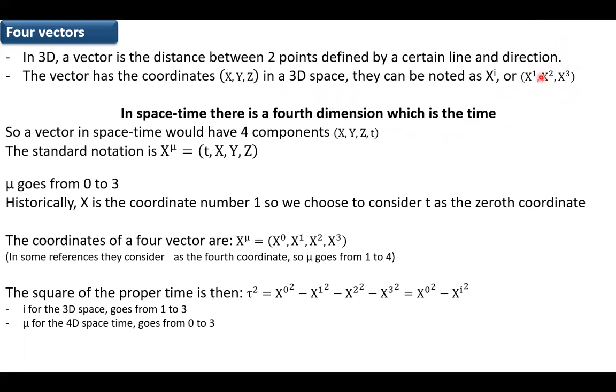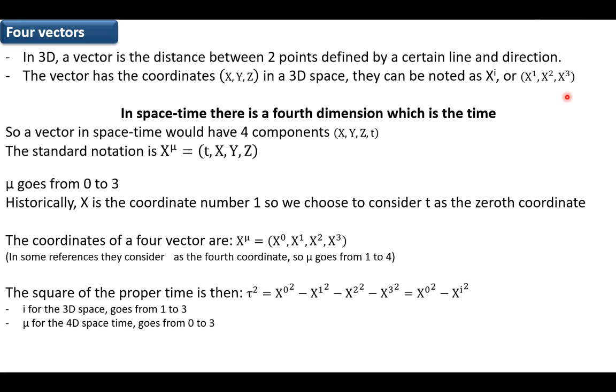Why do I put them as a superscript? I will tell you at the end of this chapter when I will explain the difference between covariant and contravariant coordinates. So for now, let's just write it as it is, the index as an upper, as a superscript index. So an upper index instead of a lower index. So x^1, x^2, and x^3 are the coordinates in space as x, y, and z.